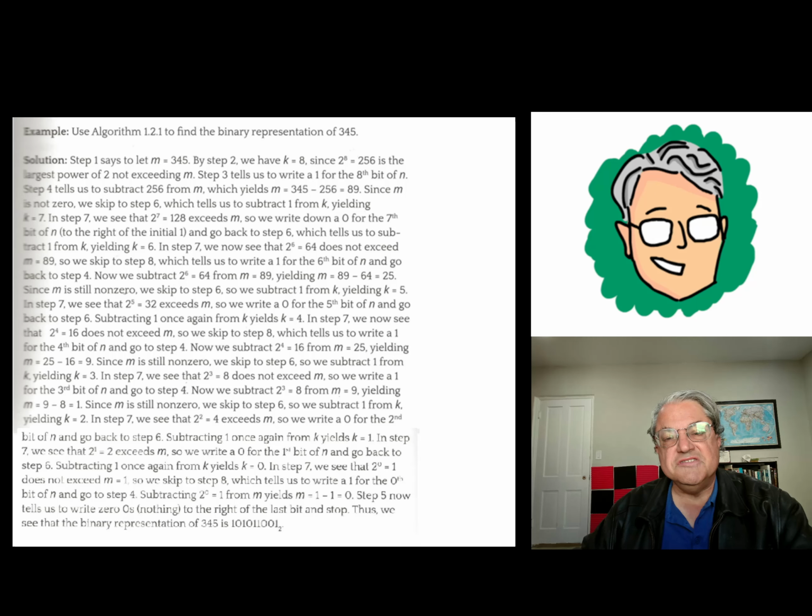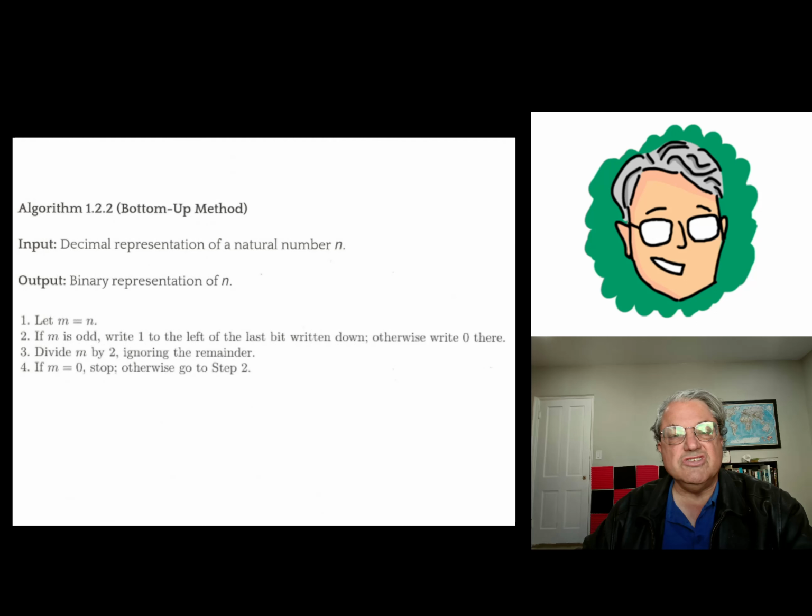So I think you get the idea. You can do this for any number you start with. And actually, there's another algorithm, which I think is a little bit better. It's called the bottom-up algorithm.